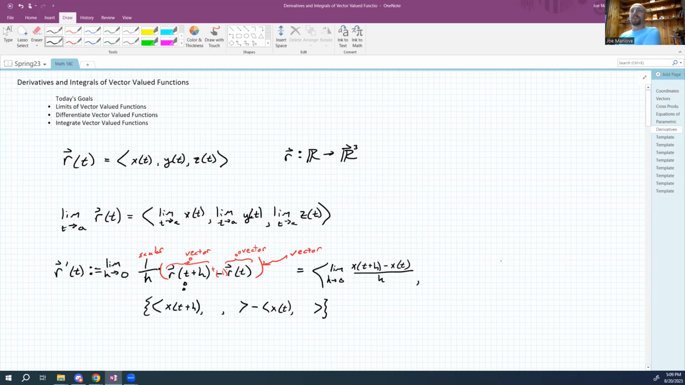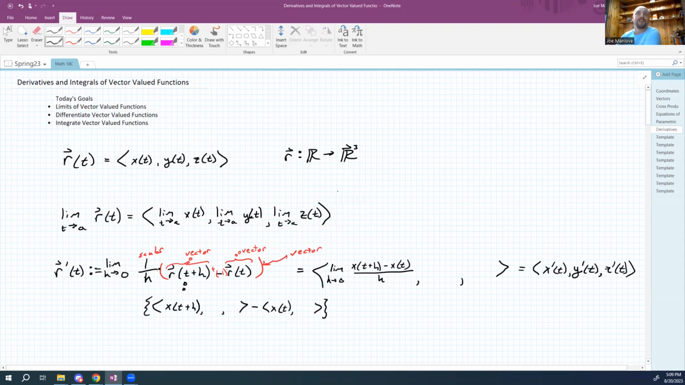Then I'm going to have the same thing for y. I'm going to have the same thing for z. That's going to get me to a vector that's got an x prime of t in the first spot, a y prime of t in the second spot, and a z prime of t in the third spot. That's all there is here. Basically, that d/dt thing, you can distribute it, right?